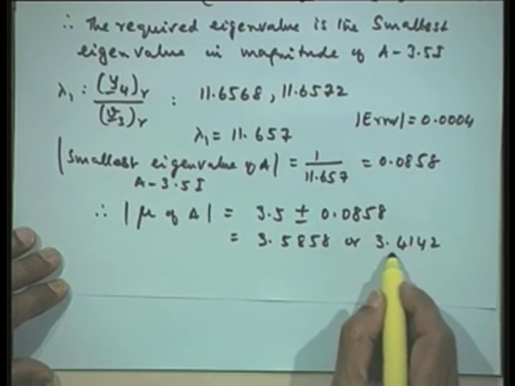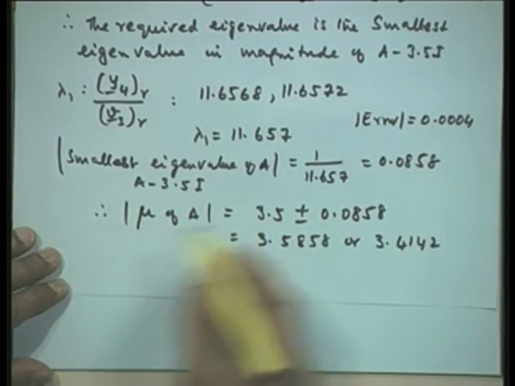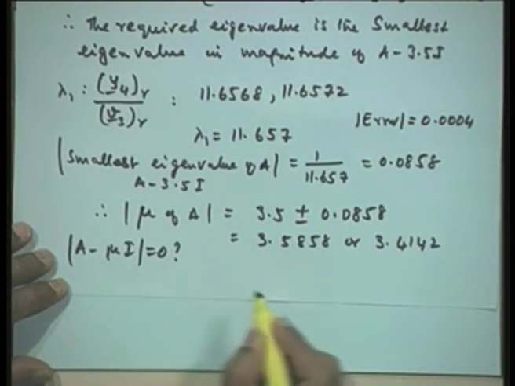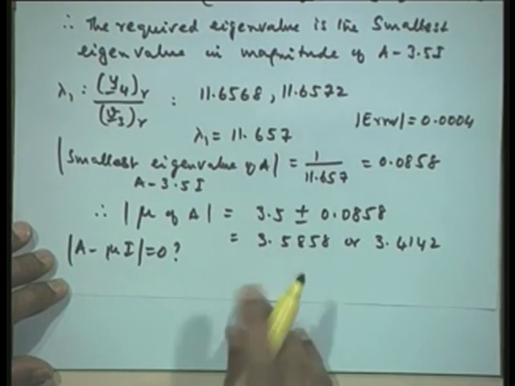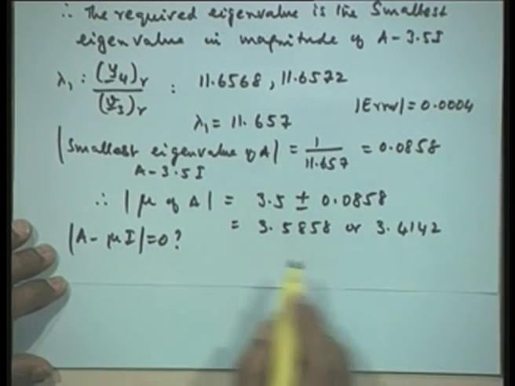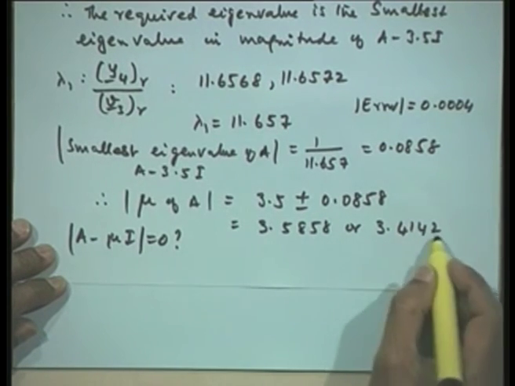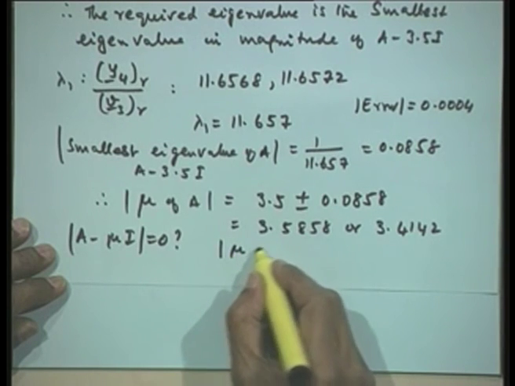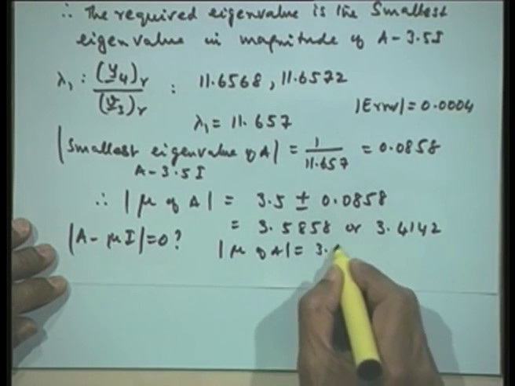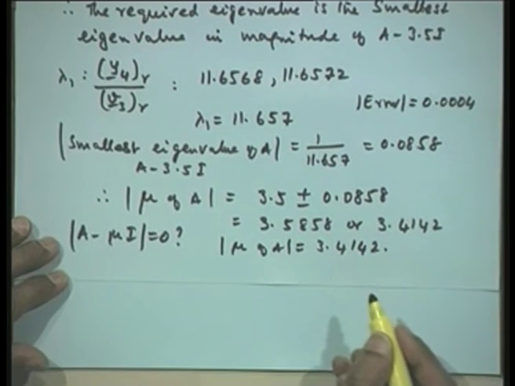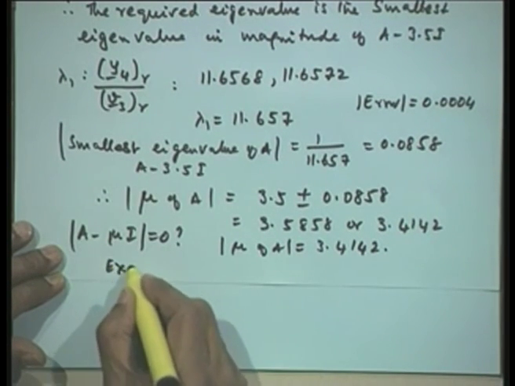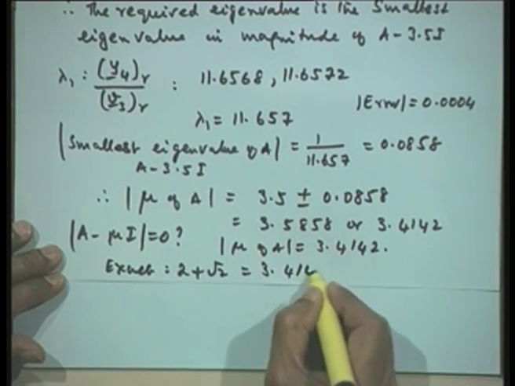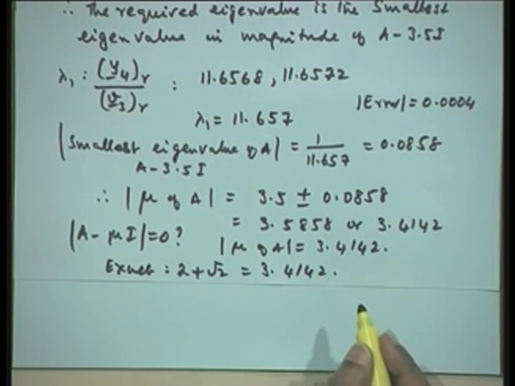Now, I can substitute this in A minus mu I, and then check whether this is 0 or not. Just evaluate the determinant, and it turns out that the value 3.4142 is the correct one. In this case, the smallest eigenvalue is 3.4142, and the exact eigenvalue is 2 plus root 2, that is 3.4142.